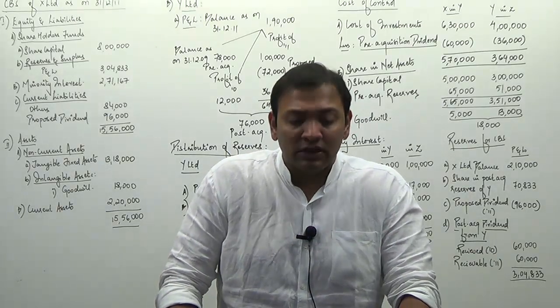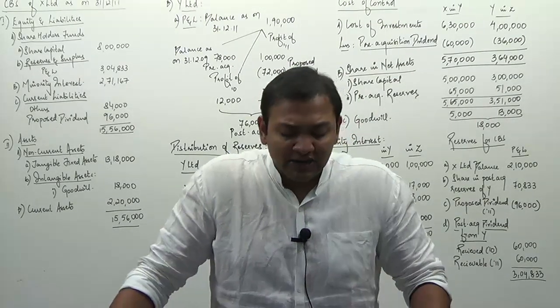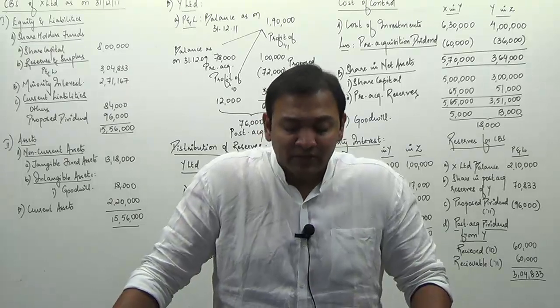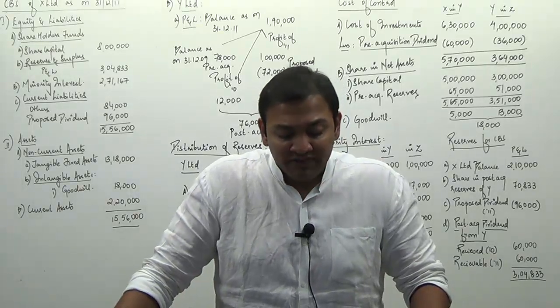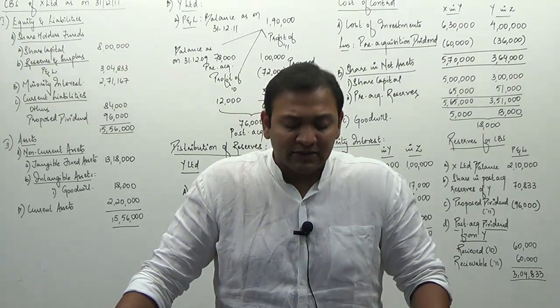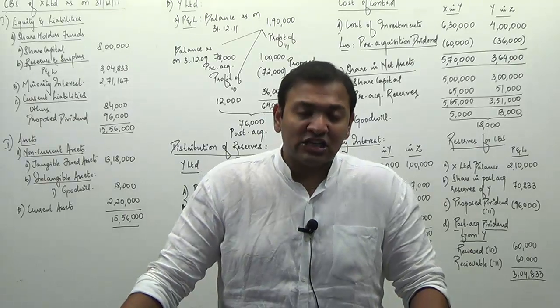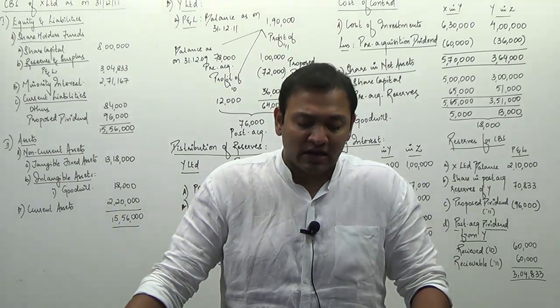These values are without dividend received. Dividends received he has written separately. Dividend received from B Limited in 2010 is 20,000. In 2011, what he received from B Limited is 25,000. B Limited received from C Limited in 2011, 15,000. Share capital, each share is 1 rupee, 4 lakhs, 3 lakhs and 2 lakhs.